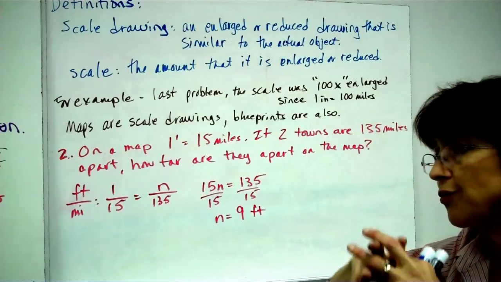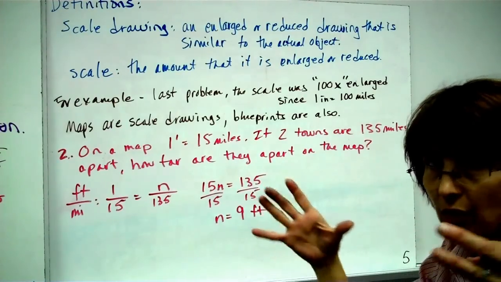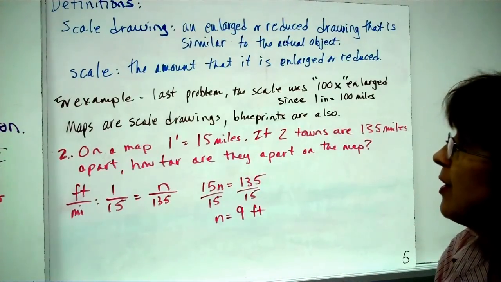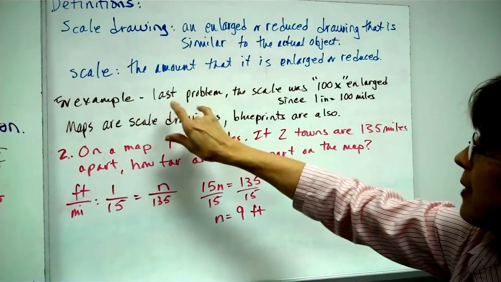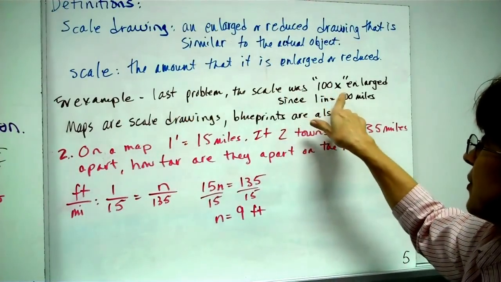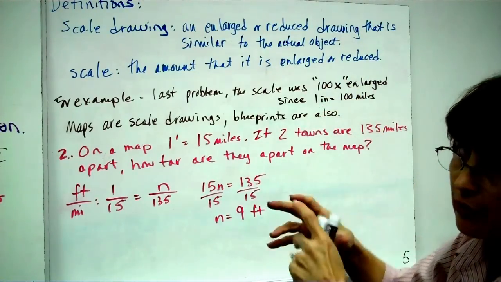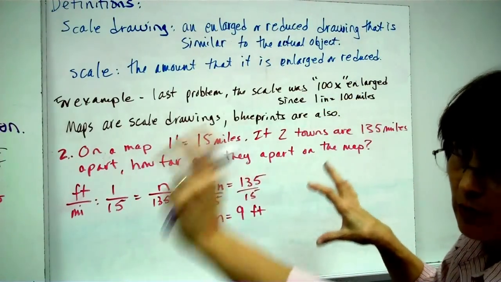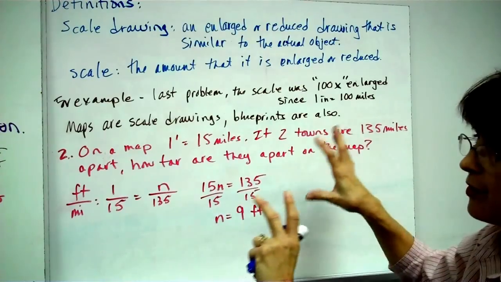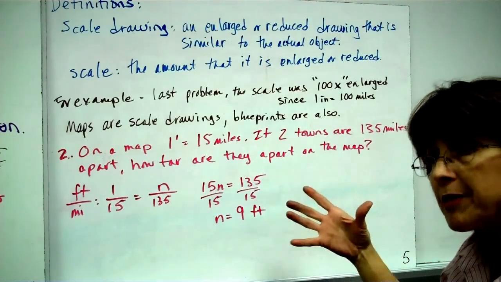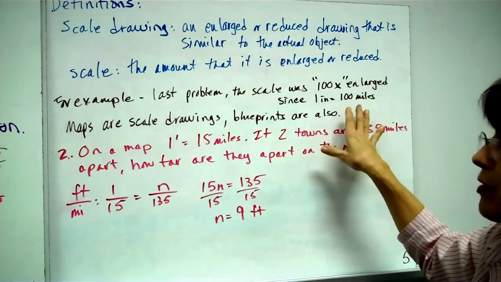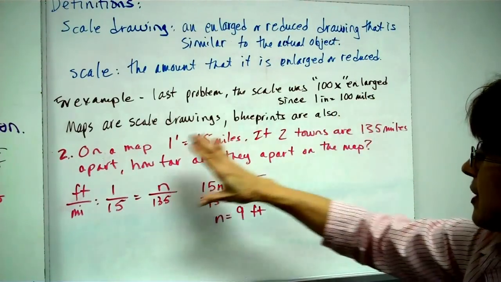Like if you enlarge your picture 3 times, 3 would be the scale. If you shrunk it, a half would be the scale. For example, in our last problem about the map, the scale was "100 times." I put that in quotation marks because it really wasn't 100. It was 1 inch to 100 miles, not 1 mile to 100 miles. But you can think of it as being 100 times in a sense, and that would be our scale for that particular example.